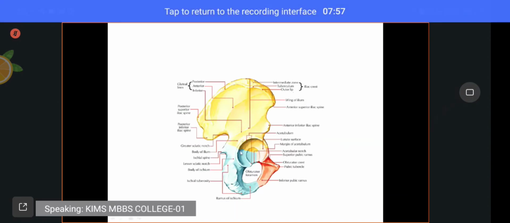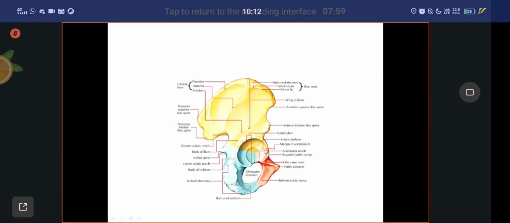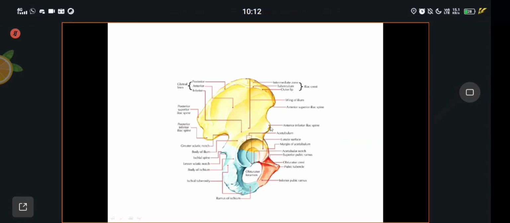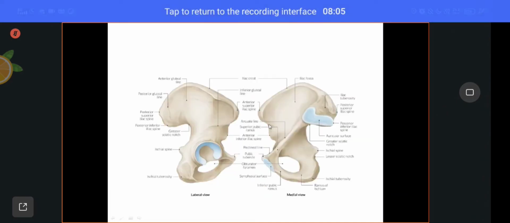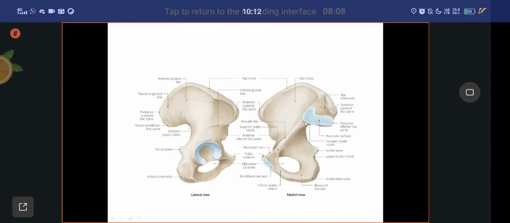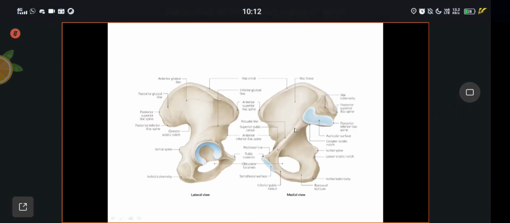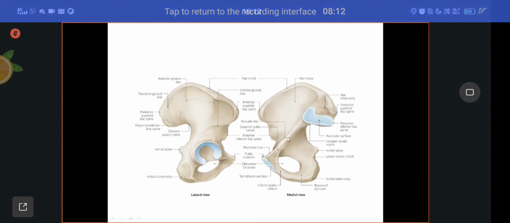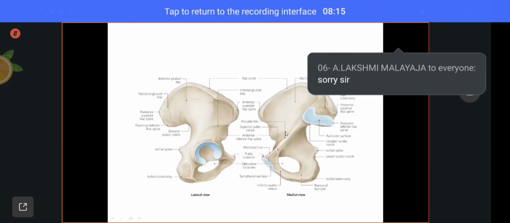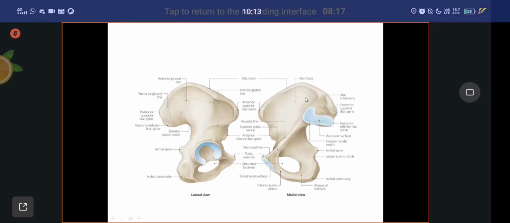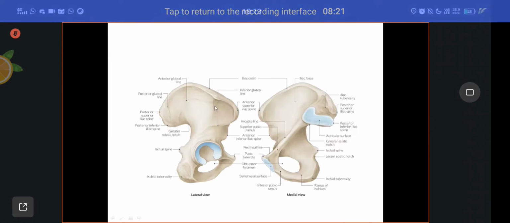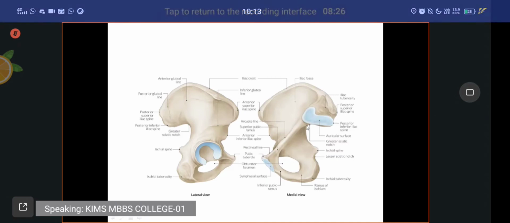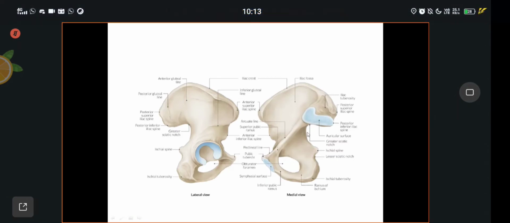Right, and the lower end is forming the acetabulum, and it has three borders: an anterior border, a posterior border, and what is this one? This is the medial border, and it has three surfaces: an iliac surface. This is the iliac surface, and what is this surface? The gluteal surface. And what else? The sacropelvic surface.